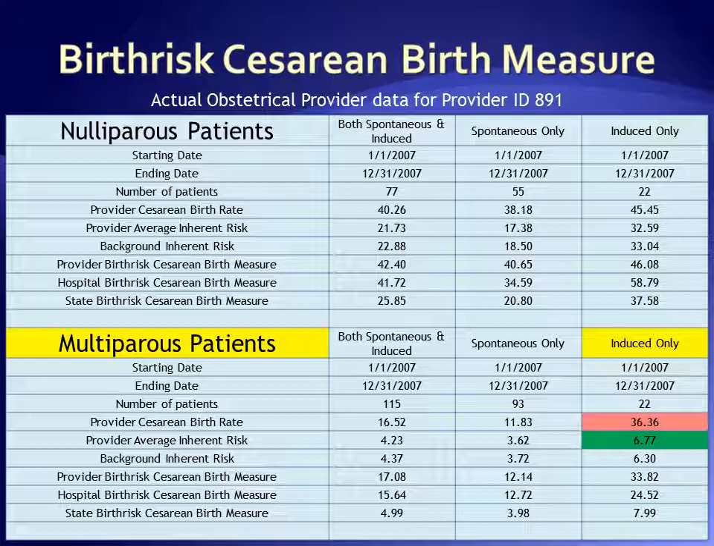When we look at this provider's multiparous patients who were induced, we see an incomprehensible 36% cesarean birth rate for women who only had an inherent risk of 6.77%. Or in other words, when compared to the average provider, this provider performed an additional 30 cesarean births per 100 multiparous women who were induced. These reports illustrate the importance of using a cesarean birth measure that not only includes inherent risk, but also provides results for both nulliparous and multiparous women.